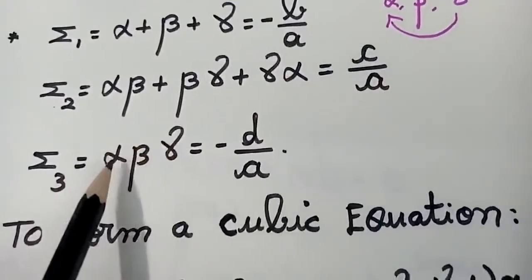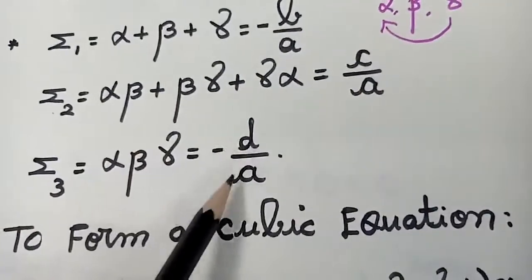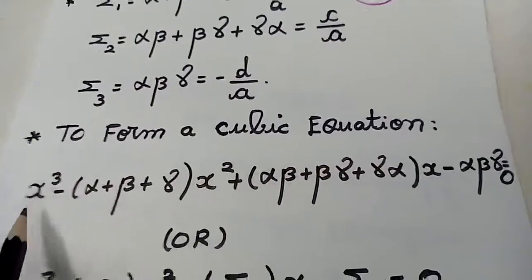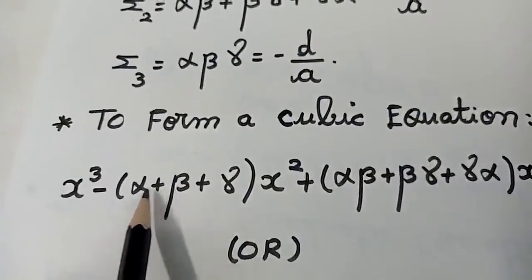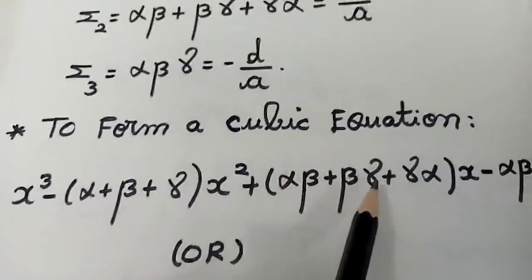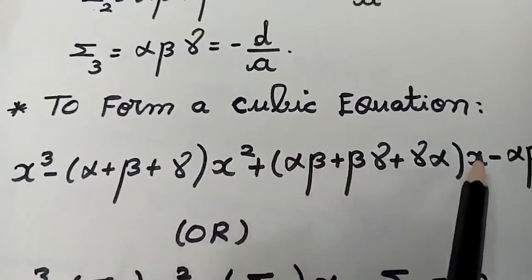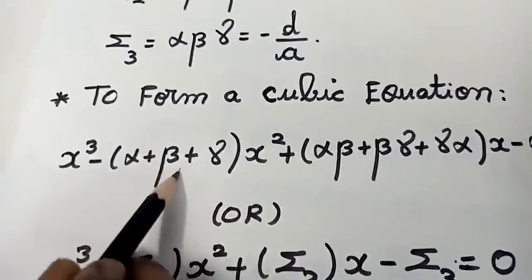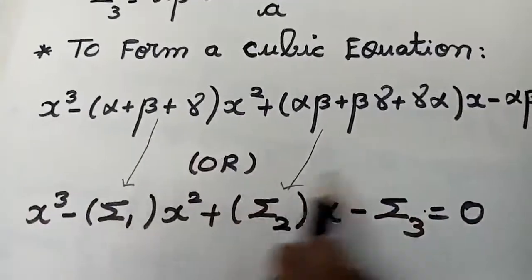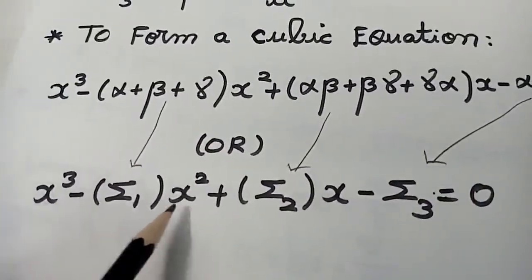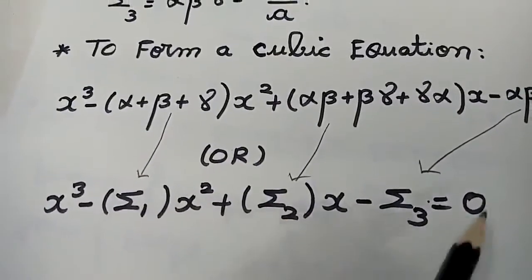Summation 3 means I'm going to multiply the three roots, alpha, beta, gamma equal to minus d by a. To form a cubic equation, I'm going to write like this, that is x cube minus alpha plus beta plus gamma x square plus, whatever I have paired here for the second one, the summation 2 value, I'm going to write here, x minus alpha, beta, gamma equal to 0. What is the meaning inside here? Summation 1, summation 2 and summation 3. That is x cube minus summation 1 x square plus summation 2 x minus summation 3 equal to 0.